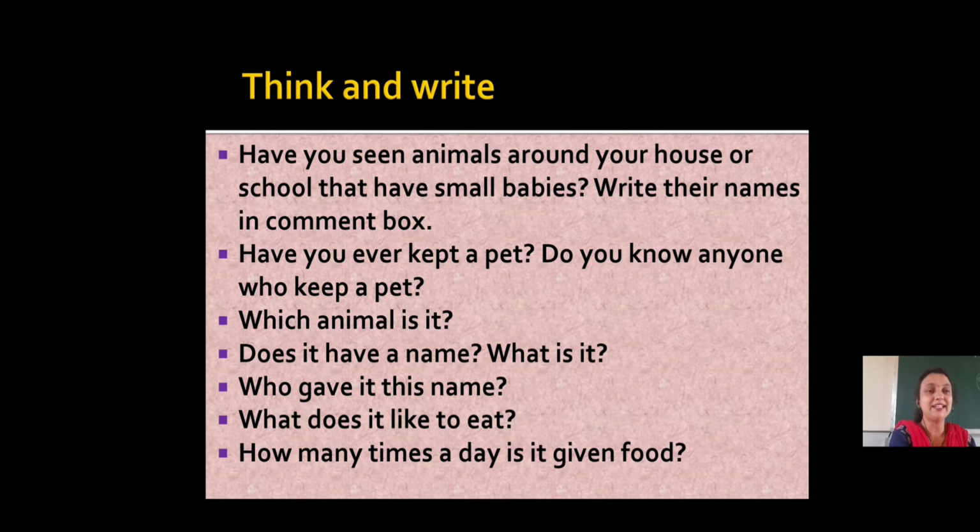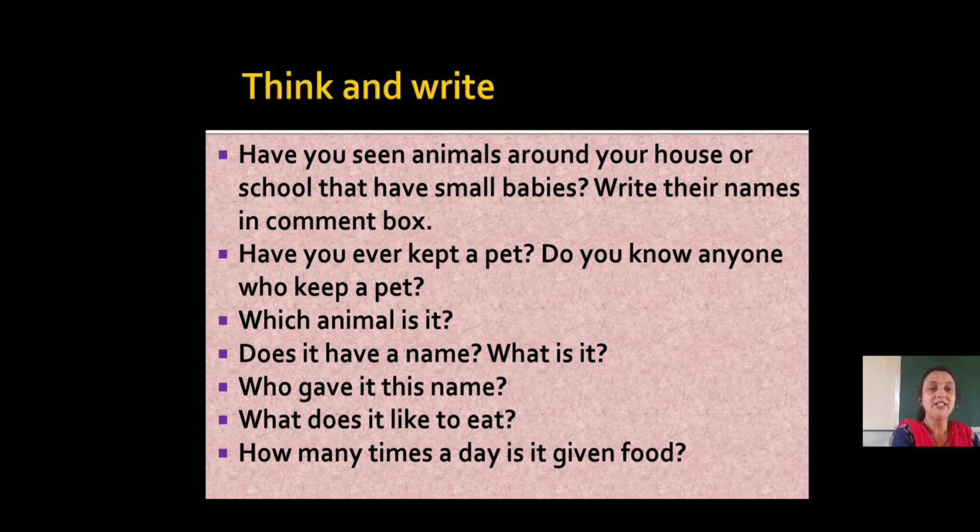So which animal is it? Write your answer in the comment box. Write the name of that animal. Name means it must be rabbit, dog, cat. You can write. Does it have a name? Yes, I have just asked you, does that pet have a name? Or write that name of the pet in the comment box. Who gave it this name? Who has given? You have given. Mama have given. Or daddy has given.